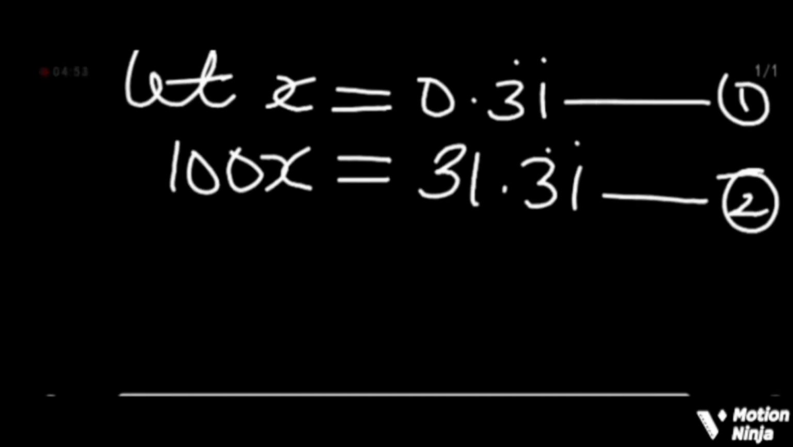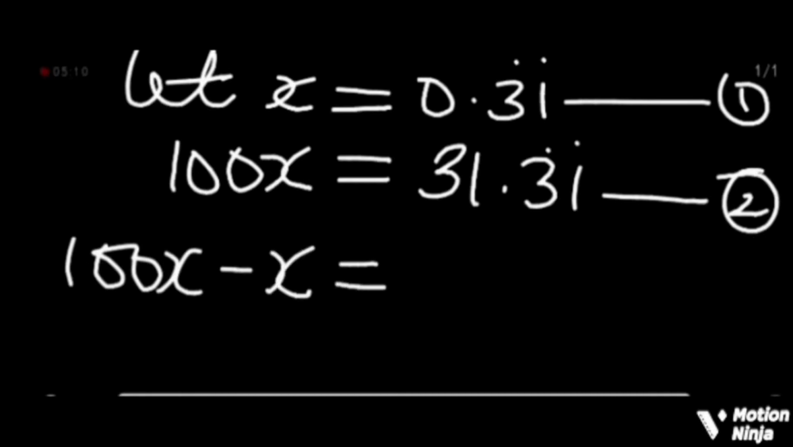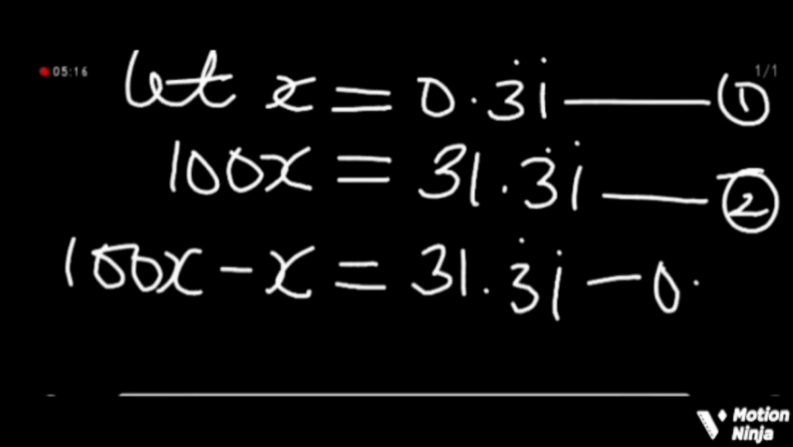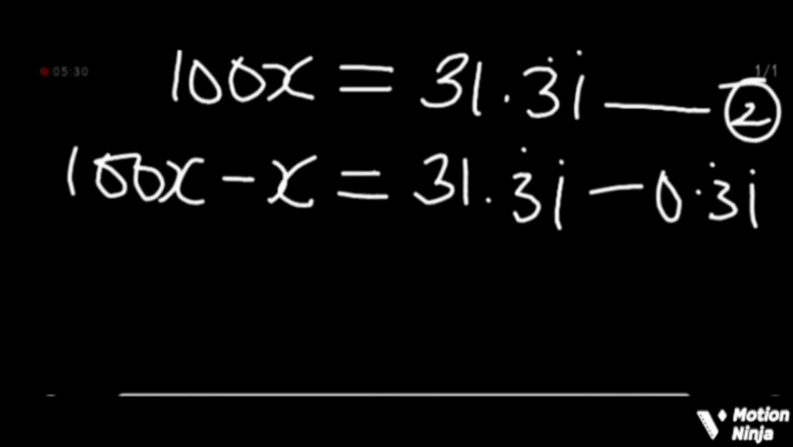Step number 3 is to subtract equation number 1 from equation number 2. So we are taking equation number 2 minus equation number 1. Here will be 100x minus x, which will be equal to 31.31 repeating minus 0.31 repeating. Here will be step number 3. So if we minus here 100x minus x, will remain 99x.